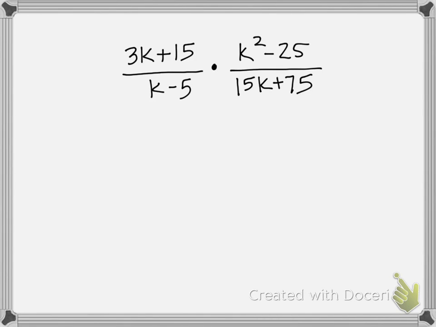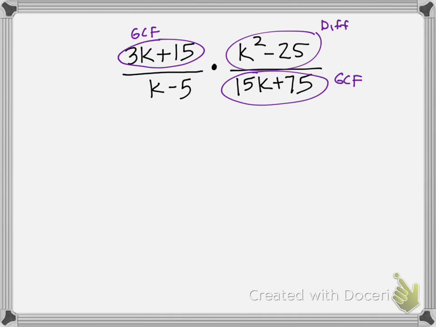So we're going to be multiplying these two rational expressions. The very first thing you need to do is look for any polynomials that can be factored. So this could be factored by GCF. They have a common factor. This could be factored by GCF. And this could be factored by difference of squares.